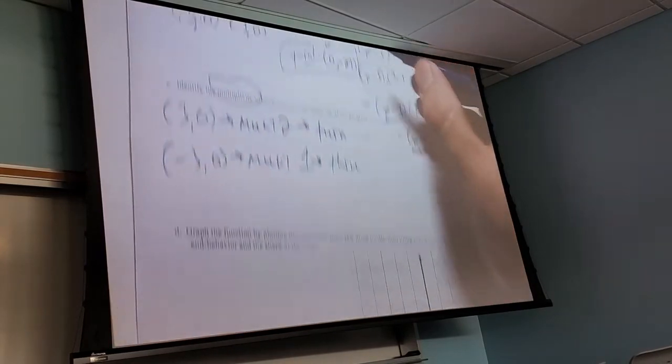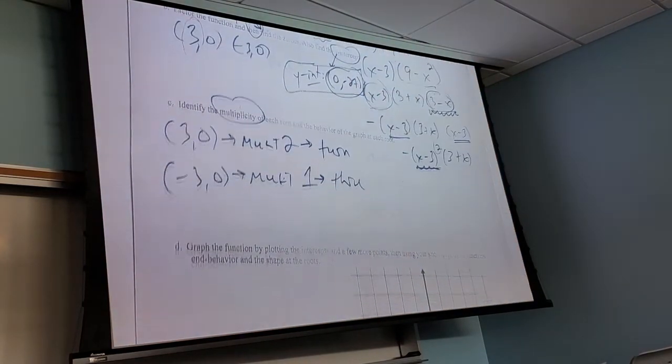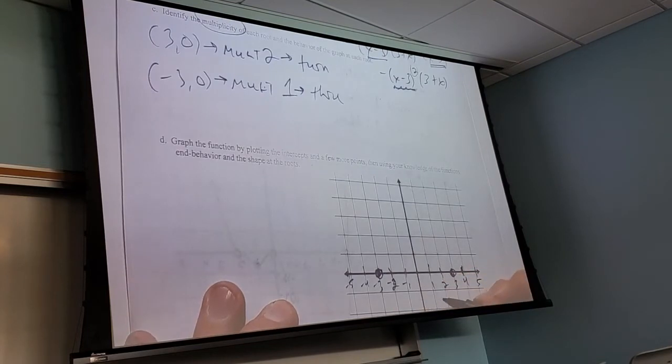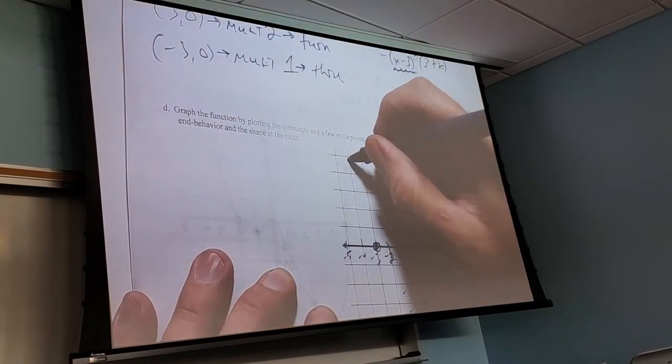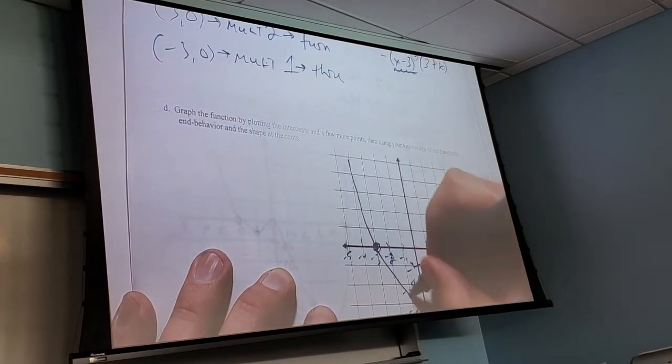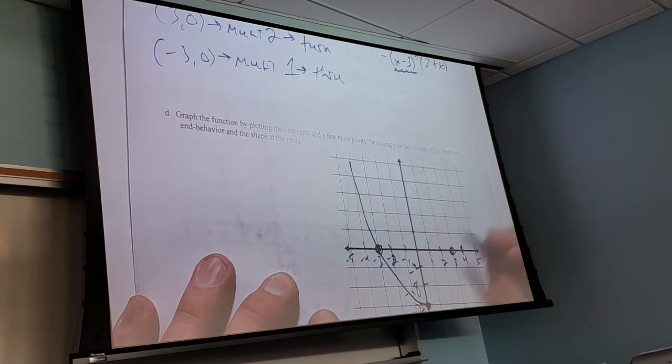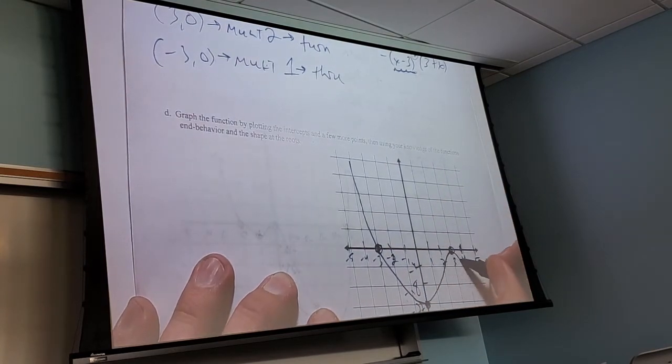What scale can I make to fit this in? Negative 9, negative 18, negative 27. Bam. So then it's coming in like this, goes through here, and then it turns here.